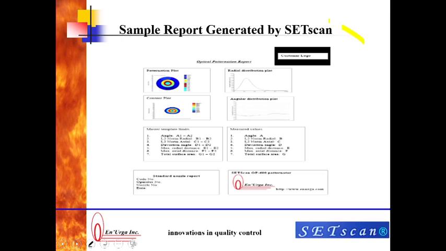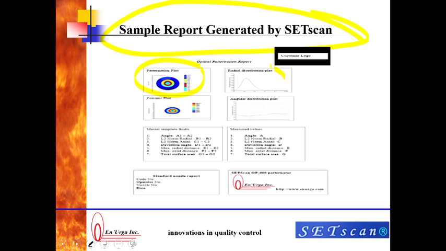Now, what does the sample report generated by the patternator look like? This is a sample report. It will show you the patternation plot, the radial distribution plot, the angular distribution plot, as well as some sector type plots.